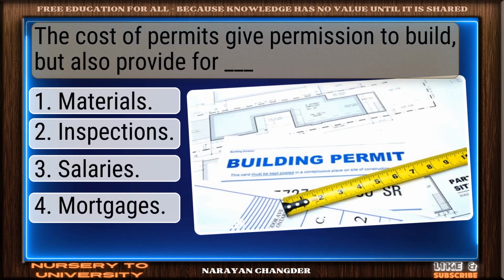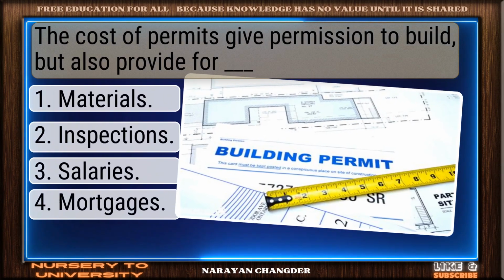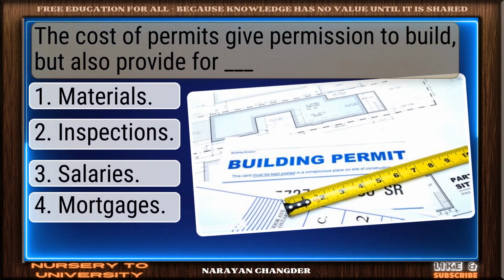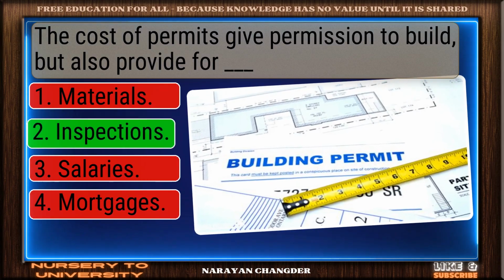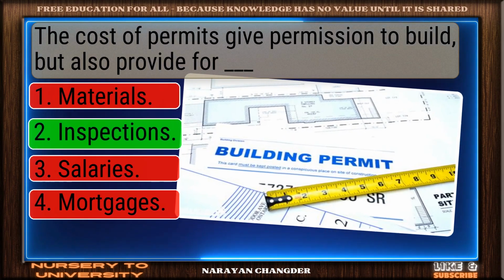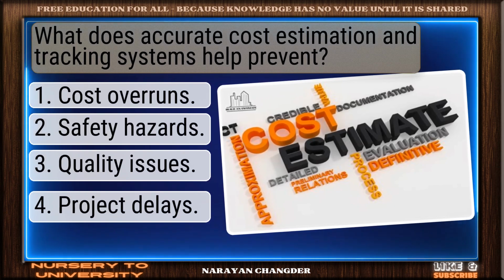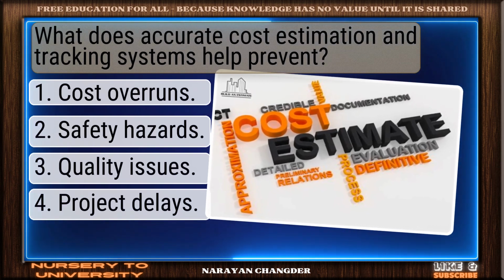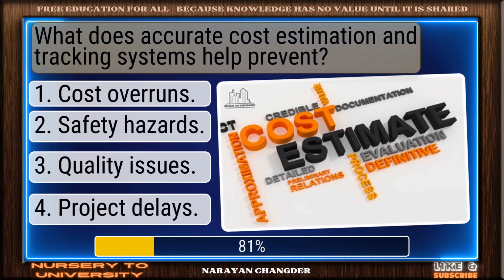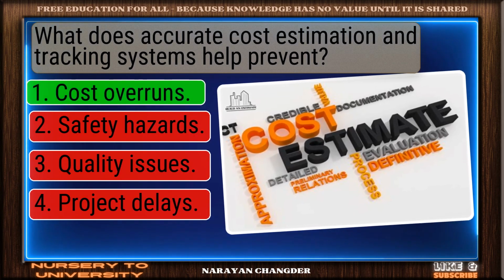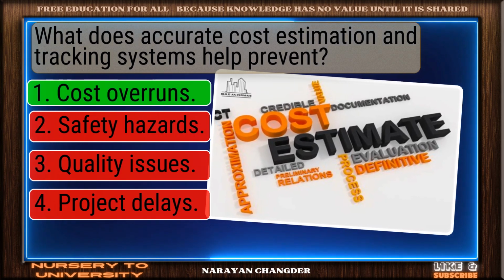The cost of permits give permission to build, but also provide for dash. You got it. Your choice, inspections, is right. What does accurate cost estimation and tracking systems help prevent? Great job. Cost overruns is the accurate answer.